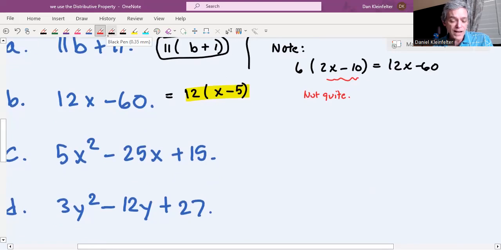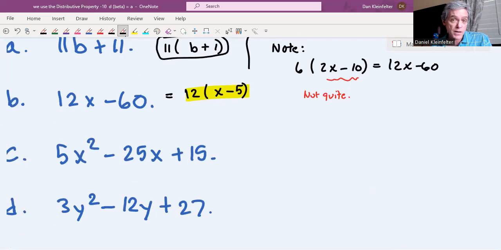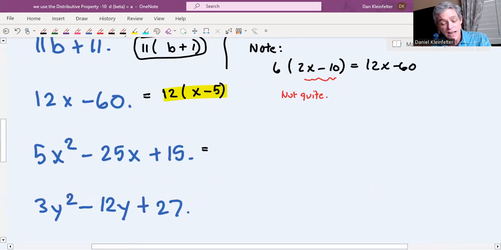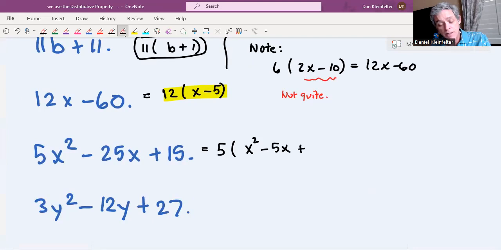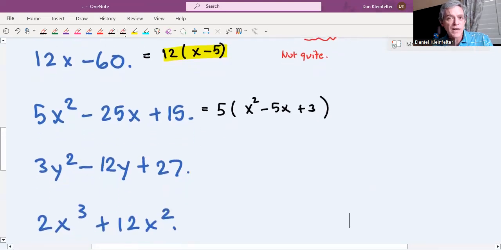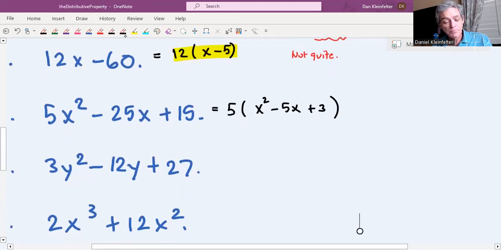Okay, here we've got 5x squared minus 25x plus 15. Here's a trinomial. We're going to factor out that common factor of 5 that you see. That will leave us with x squared minus 5x plus 3. And as far as trying to factor any more out of the inside, we'll save that for another time. Okay, we've taken out all the common factors that we can.